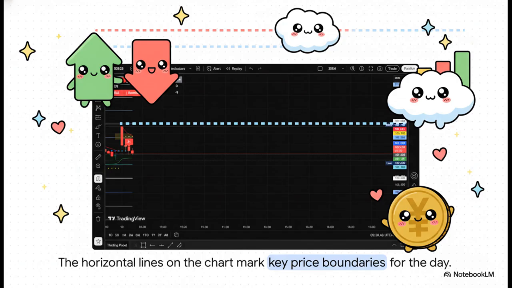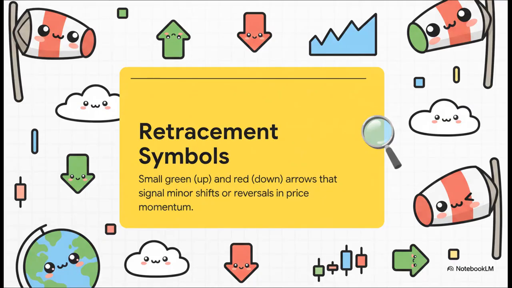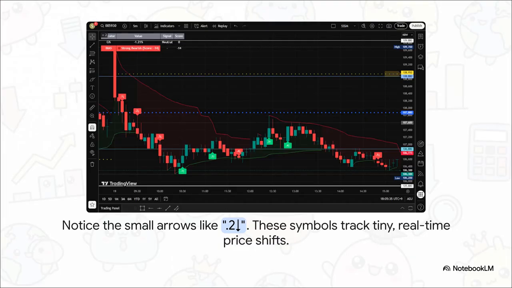Think of them like the riverbanks for the flow of the price. And finally, let's zoom in on the little details. Retracement symbols. These are like the small gusts of wind on our weather map. These little arrows pop up on the chart to signal these tiny moment-to-moment shifts in momentum, a slight push-up or a small pullback. You can spot them right here on the chart, these tiny symbols with numbers next to them. They might seem small, but they are so crucial for telling the real-time story of that battle between buyers and sellers that's happening inside every single price candle.